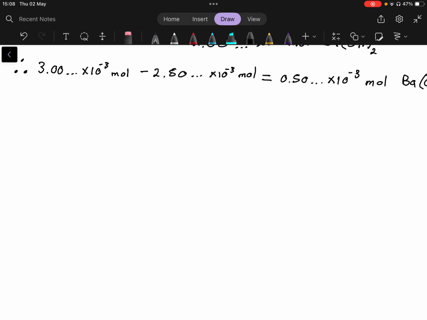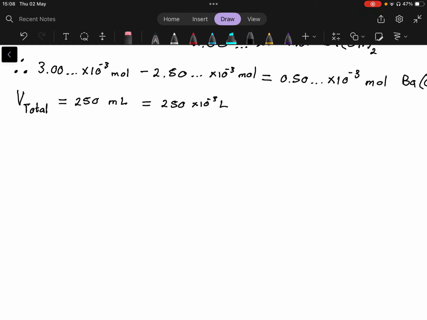To calculate the concentration of anything, we of course need the number of moles and the volume of the total solution. So the volume of the total solution is equal to, we need to add the two volumes. So it's 150 plus 100 milliliters, so that's 250 milliliters, or 250 times 10 to the negative 3 liter. So that's the volume of our total solution.